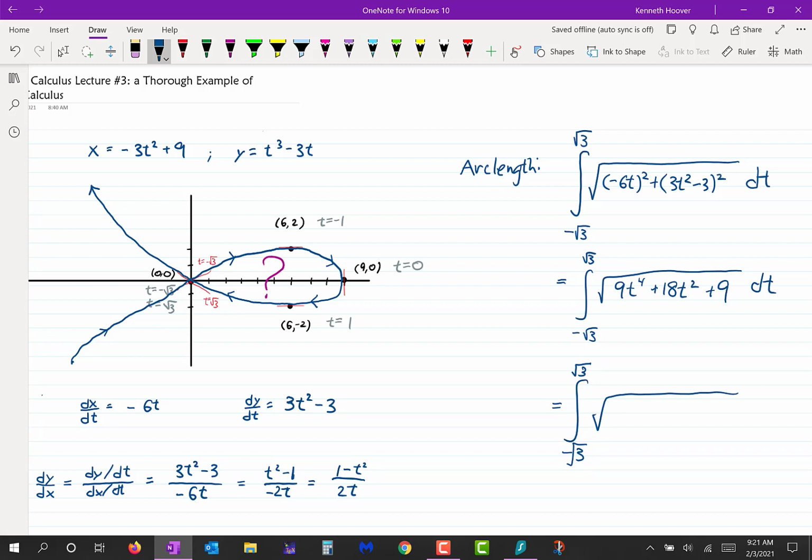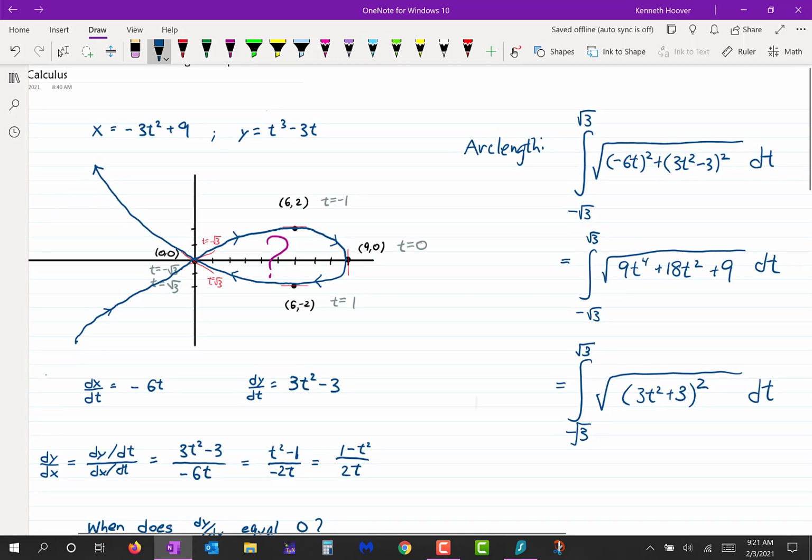That is actually t squared plus t plus 3. Sorry, let me say that again. That is (3t squared) plus 3 squared. So what would the square root of that be? The square root of (3t squared) plus 3 squared is 3t squared plus 3.